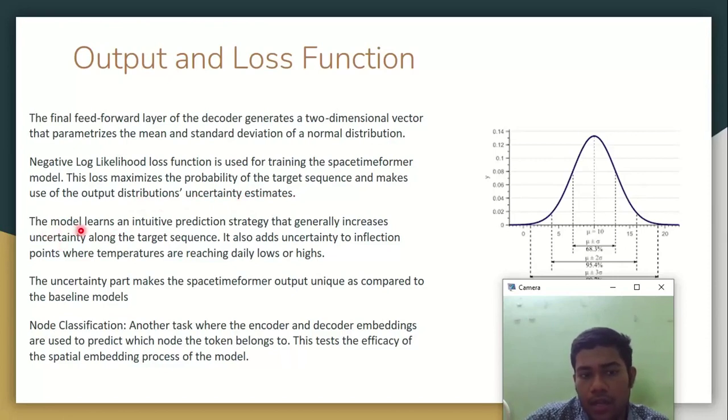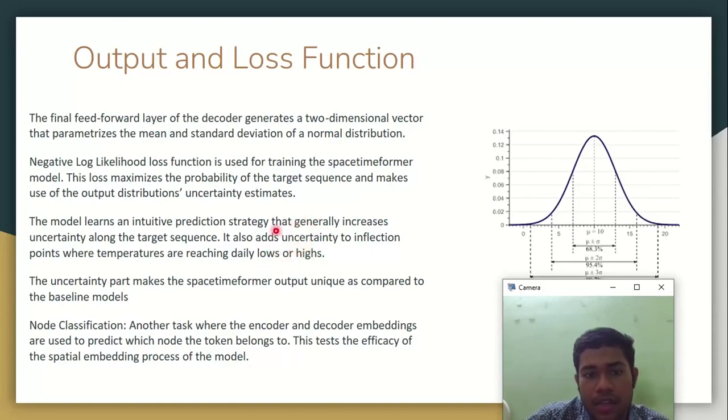The model learns an intuitive prediction strategy that generally increases the uncertainty along the target sequence. So it also adds uncertainty to inflection points where temperatures are reaching daily low or high. Unlike other models, this model also has a capacity to predict something called uncertainty, which is basically the difference between its prediction and the original prediction.